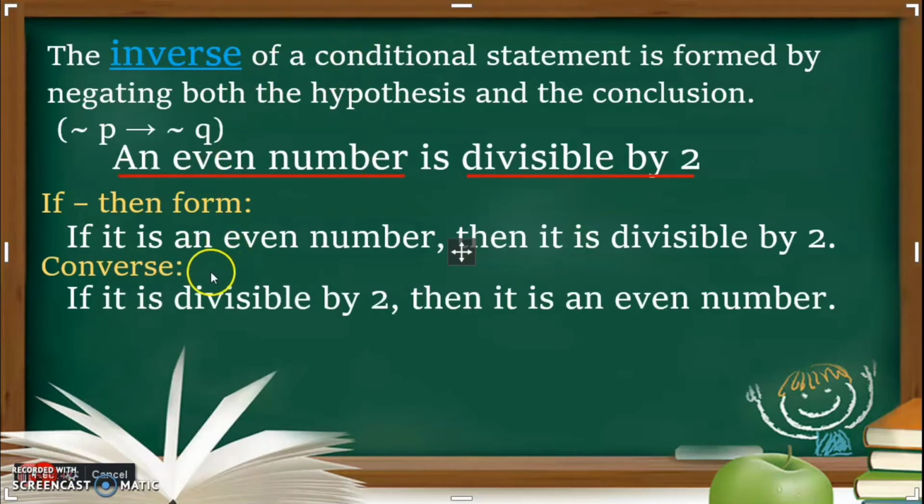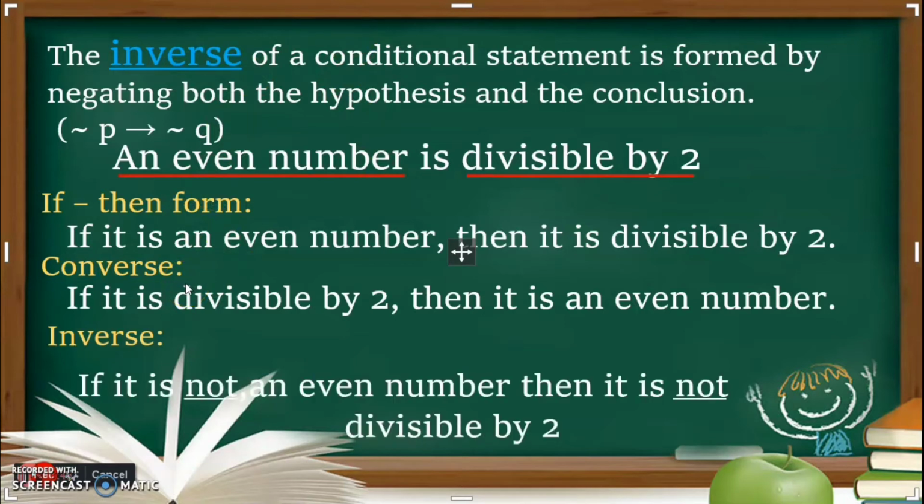Ang inverse niya ay, if it is not an even number, negative ng if-then form, if it is not an even number, then it is not divisible by 2. Okay, kung ang converse, baliktad ng if-then form, ang inverse naman ay negative ng if-then form.